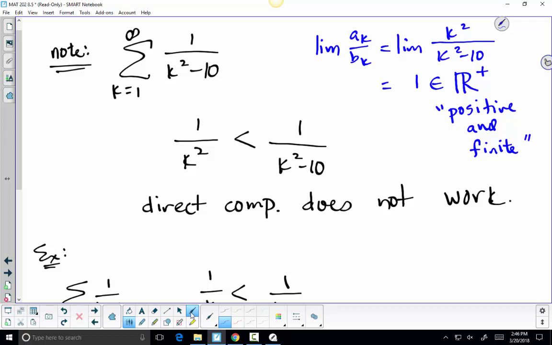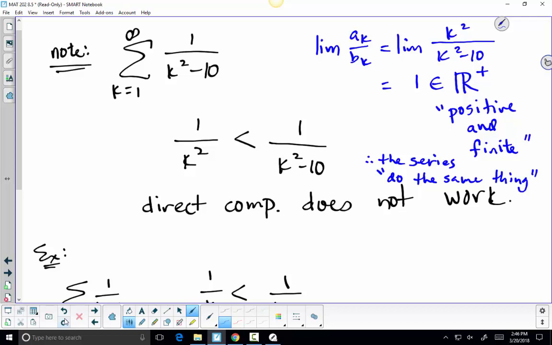So what I say is that if this is positive and finite, then therefore the series are linked. They do the same thing. So the series do the same thing. They're linked. So they behave in a similar way.